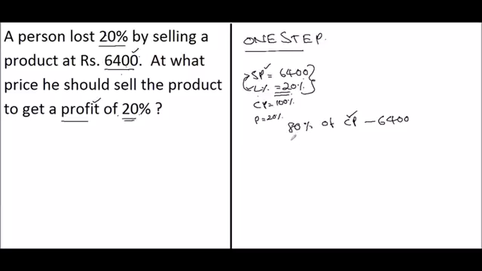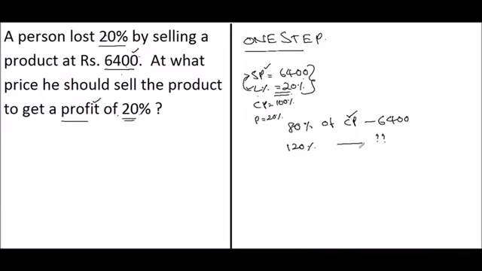My direct solution is 80% of the cost price is 6,400. Then 120% of the cost price is how much? Understood the logic here? If I go with 80% of the cost price is 6,400, 100% is how much? You would have got what is the physical cost price. But here I don't need the cost price.